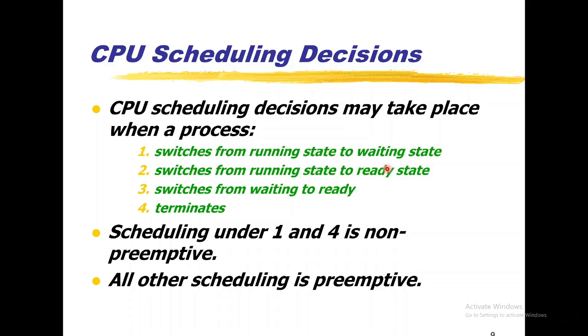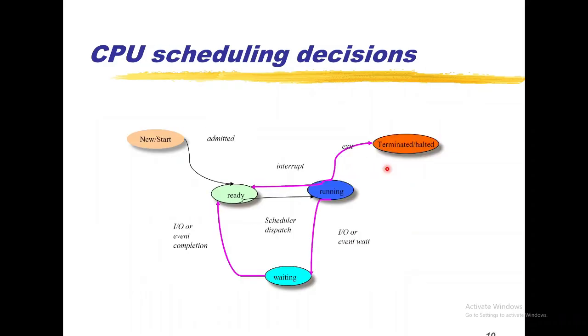Scheduling under 1 and 4 is non-preemptive. If it switches from running state to waiting state, it's non-preemptive. It just does it; once it needs I/O work, it switches. When it ends also, it's non-preemptive, it just terminates. But from running to ready state and from waiting to ready state, those are preemptive. That means we can interfere with them.